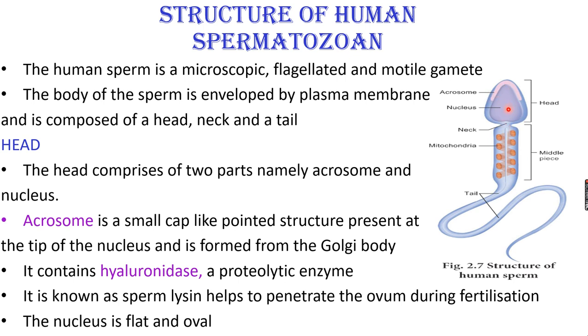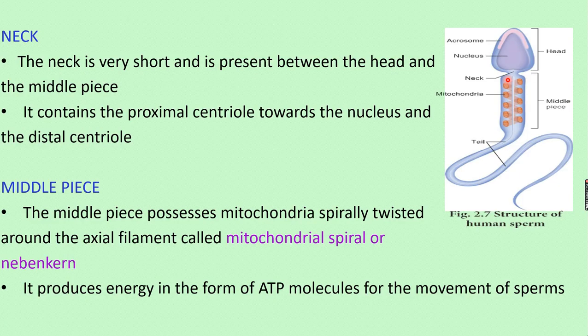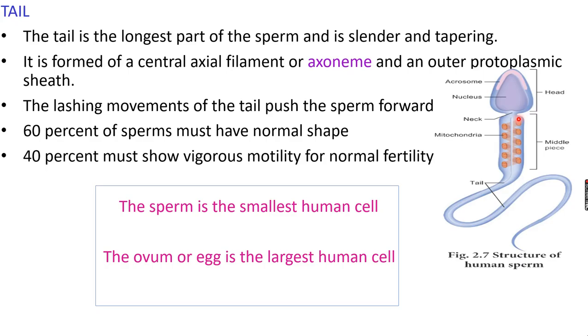Here the nucleus is oval and flat. The middle piece consists of spirally coiled mitochondria, which provide energy. The tail is helpful for motility of the sperm. The neck is very short and connects the head and the middle piece. Here the proximal centriole and distal centriole are present. The middle piece consists of mitochondria arranged in a spirally twisted form around the axial filament, called the mitochondrial spiral or nebenkern. The mitochondria provide energy in the form of ATP molecules.